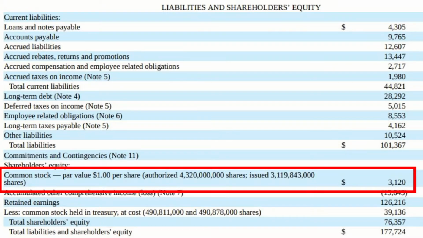And usually par value is just something that the company decides, which is much lower than what the stock is actually worth. In the case of Johnson & Johnson, they only have common stock. They don't have any preferred stock. The absence of preferred stock for Johnson & Johnson is actually quite important to realize. Usually, preferred stock is really not advantageous for a company to have.